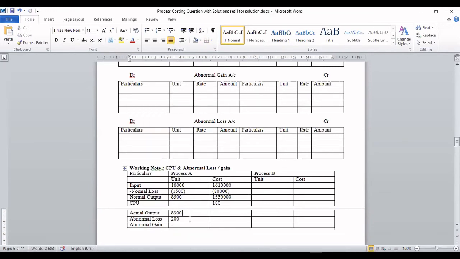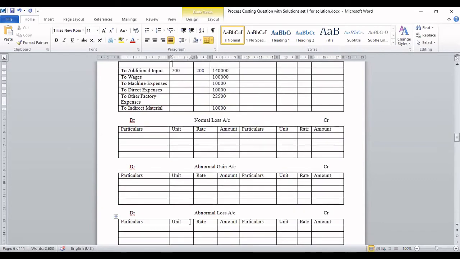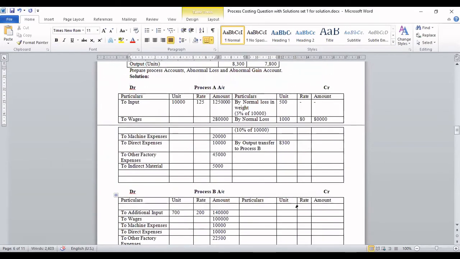Yes. So now quickly go back to process A and record the values. Now, first of all, abnormal loss. See here, loss is always recorded on the credit side. So here we'll record by abnormal loss, which is 200 units.